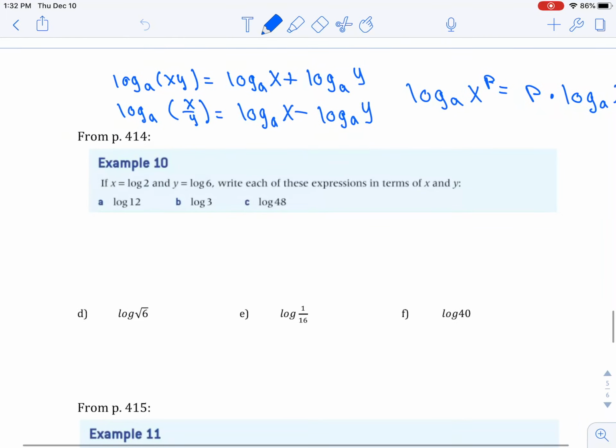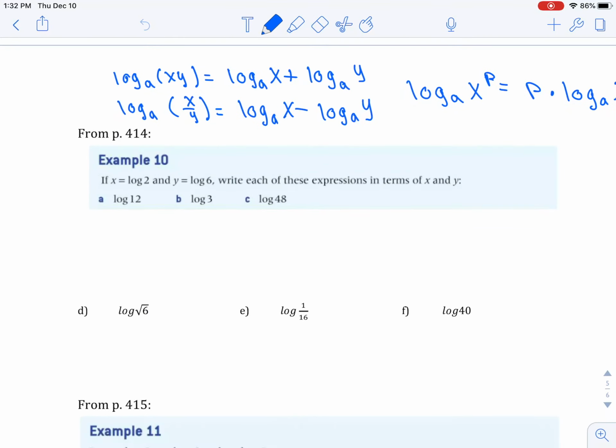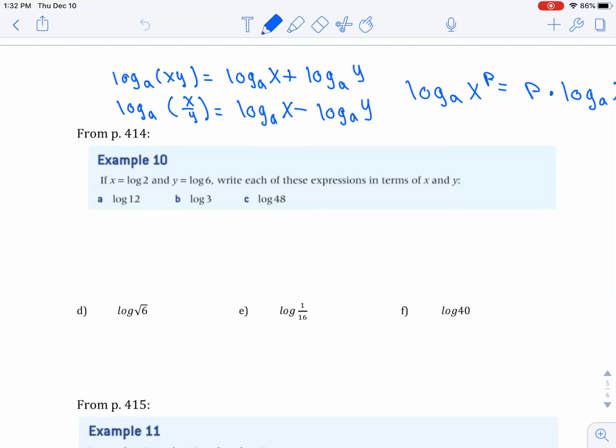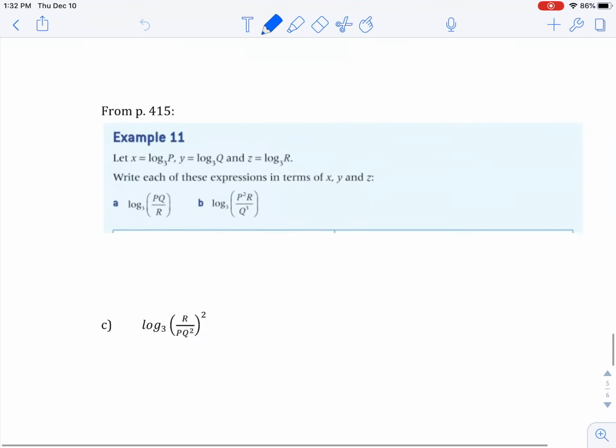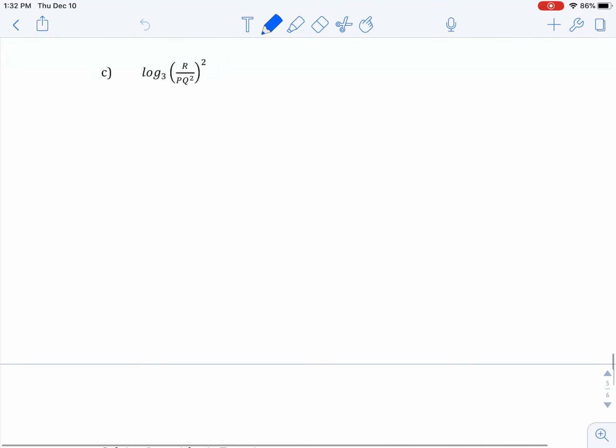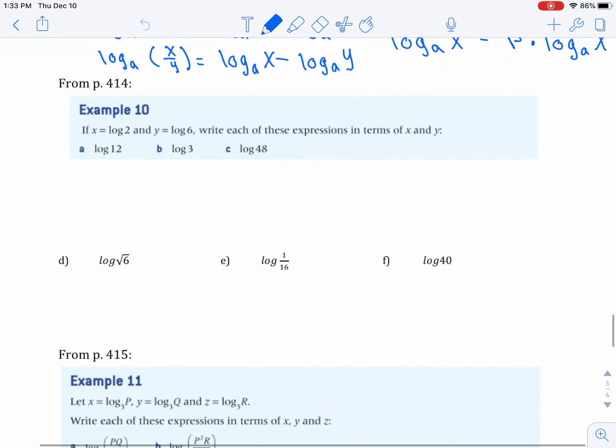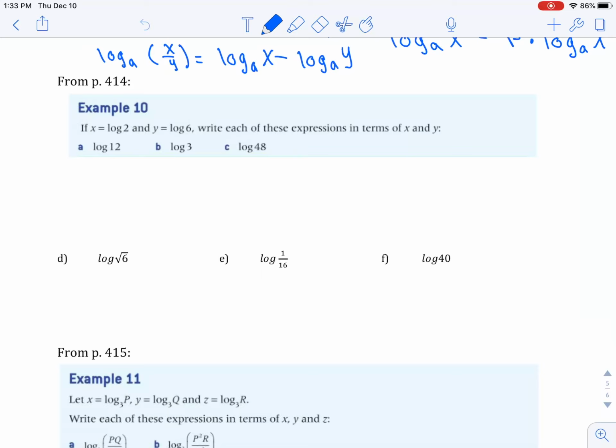Okay, so we're going to go down to this page right here, because these are the ones that I didn't get a chance to finish in class. So we're going to look at example 10 in this video. We'll do a second video for example 11, and then we'll do a third video for the ones on the back.